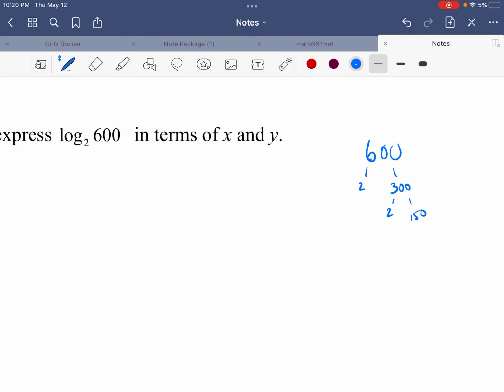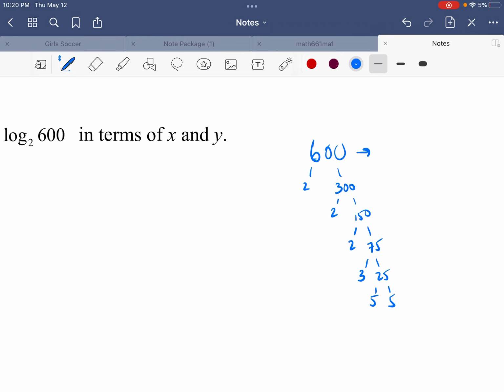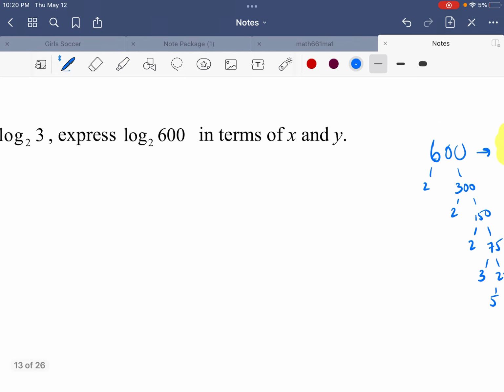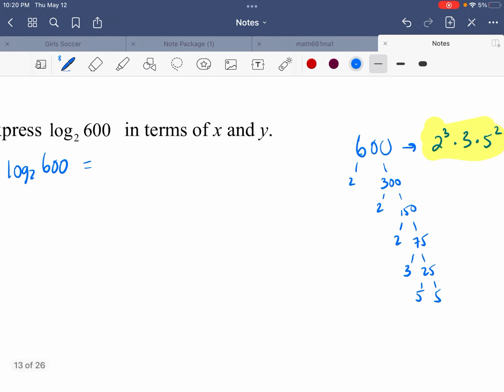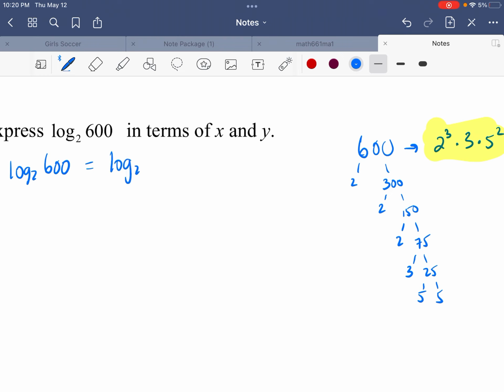If you can't remember how to prime factor, you got to look up and try a couple of these. Okay, so 600 prime factors to 2 cubed multiplied by 3 multiplied by 5 squared. So we're going to substitute that in for 600 here. So log base 2 of 600 is equal to log base 2 of 2 cubed multiplied by 3 multiplied by 5 squared.